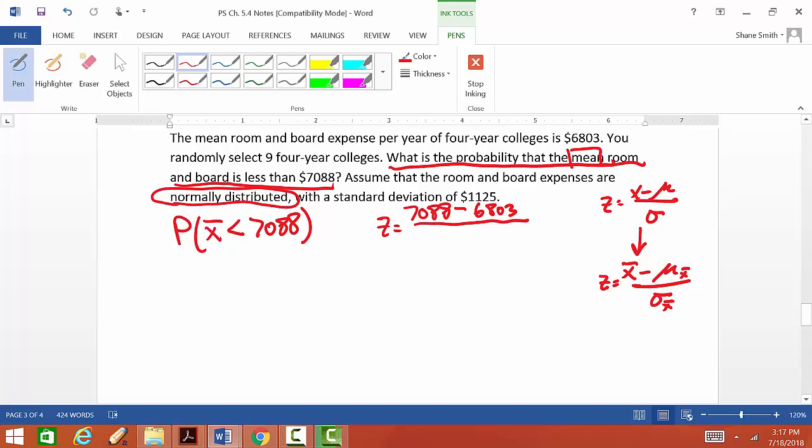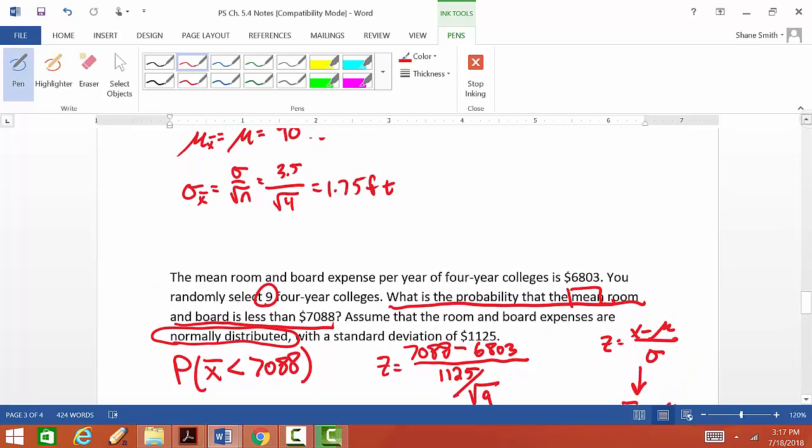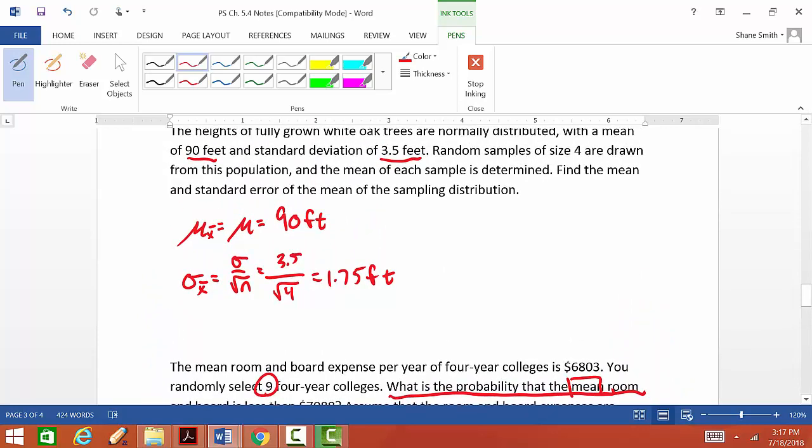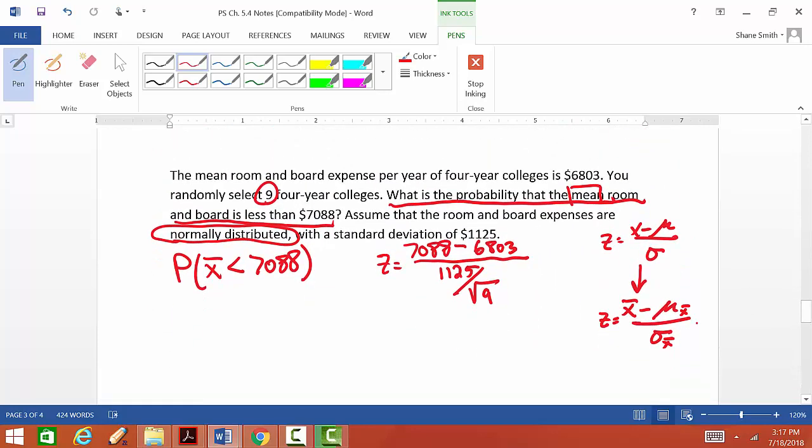Well, we know the standard deviation is 1,125. That's in the last sentence. But remember, sigma sub x bar is sigma over the square root of n, and n is 9. We have a sample size of 9. Just like up here when we talked about the feet of white oak trees, we had to divide by that square root of n. So the square root of 4, or in this case, the square root of 9, ends up in the denominator. We can put this in our calculator, and we end up with a z-score of 0.76.